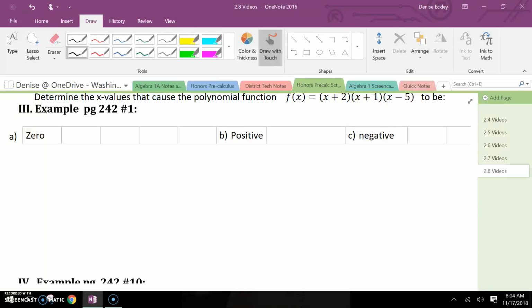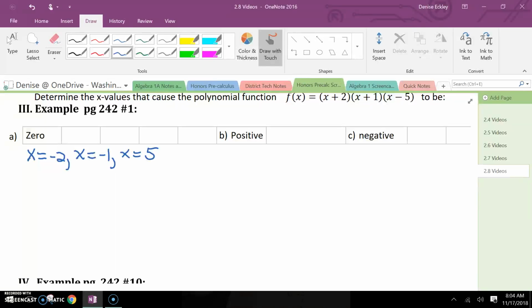The nice thing about this function is it's already factored, so we can quickly find the zeros. And the zeros are x equals -2, x equals -1, and x equals 5. Now we're going to use those to find the sections of the graph that are positive or negative, because our zeros are going to divide our graph up into those sections, since the graph will cross over the x-axis at those points. So it'll be changing from negative to positive and positive to negative.